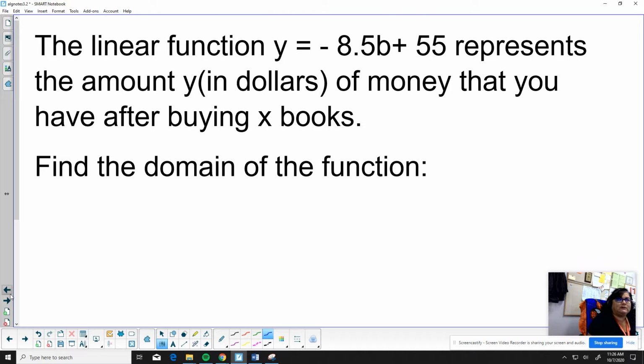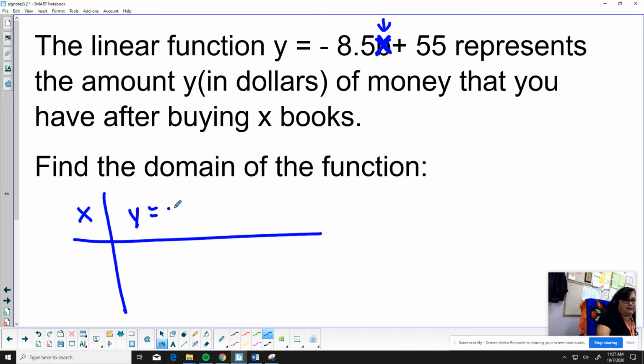A linear function y equals negative 8.5x plus 55 represents the amount in dollars, so this is dollars right here, of money that you have after buying x books. This is supposed to be an x, not a b. We'll change it. Okay, find the domain of the function. Well, this would be from last chapter. So the domain is the x, so it's this one. So if we make a table, and we put this y equals negative 8.5x plus 55 in, we can choose what we want to be the domain.